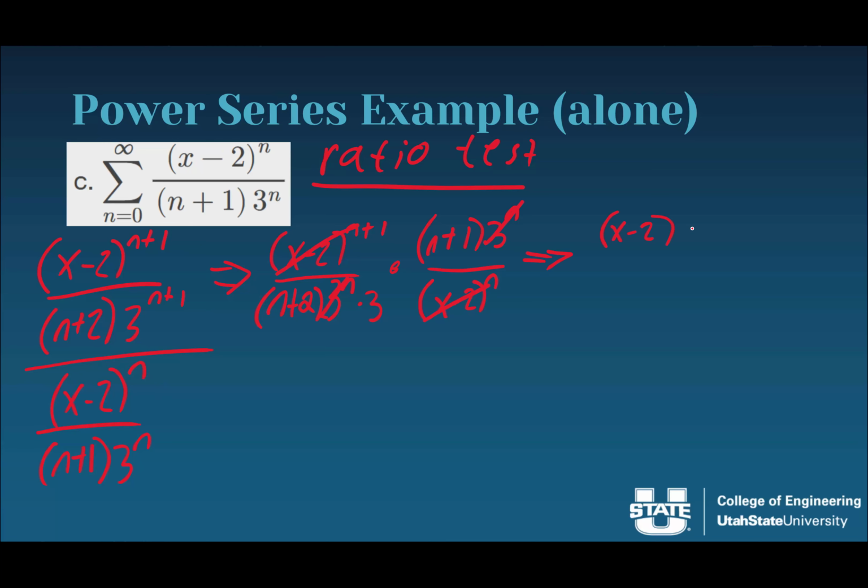x minus 2 times n plus 1 over 3 times n plus 2. Right? Is that right? Yeah, that's right. All right, cool. So now we apply our limit again, right? So we take our limit of that as n approaches infinity, right?